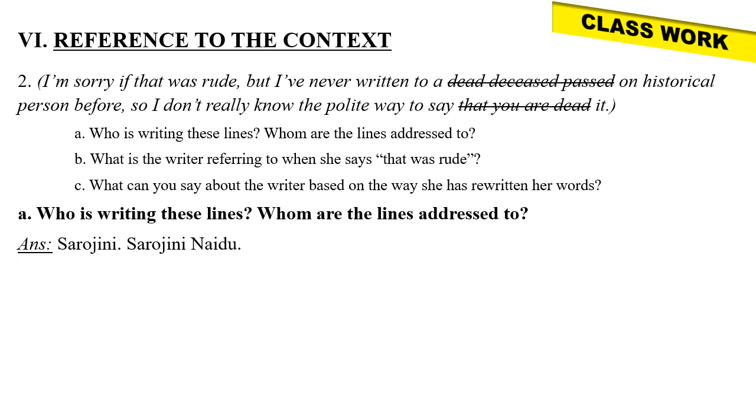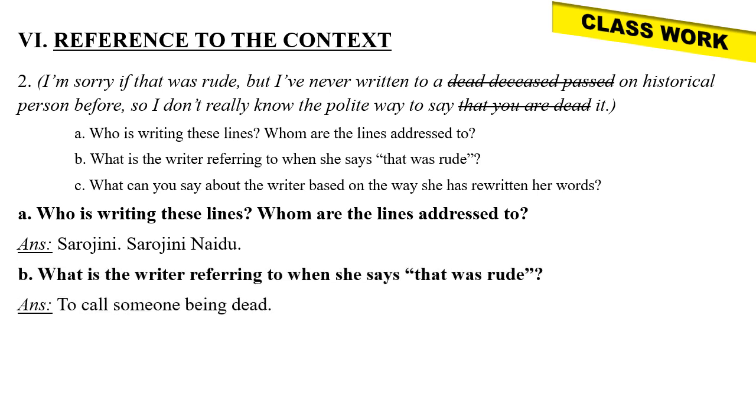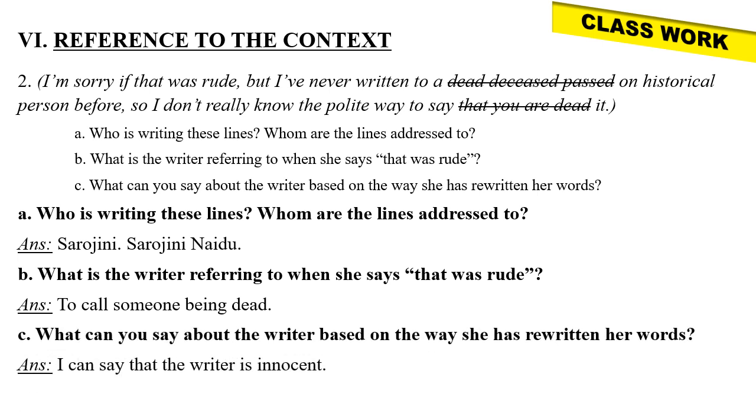Who is writing these lines? Sarojini. Whom are the lines addressed to? Sarojini Naidu. What is the writer referring to when she says that was rude? To call someone being dead. ஒரு ஆள் செத்துட்டாங்க அப்படின்னு சொல்றது ரொம்ப ரூடான ஒரு விஷயம் அப்படின்னு நினைக்கிறா. What can you say about the writer based on the way she has rewritten her words? So I can say that the writer is innocent.